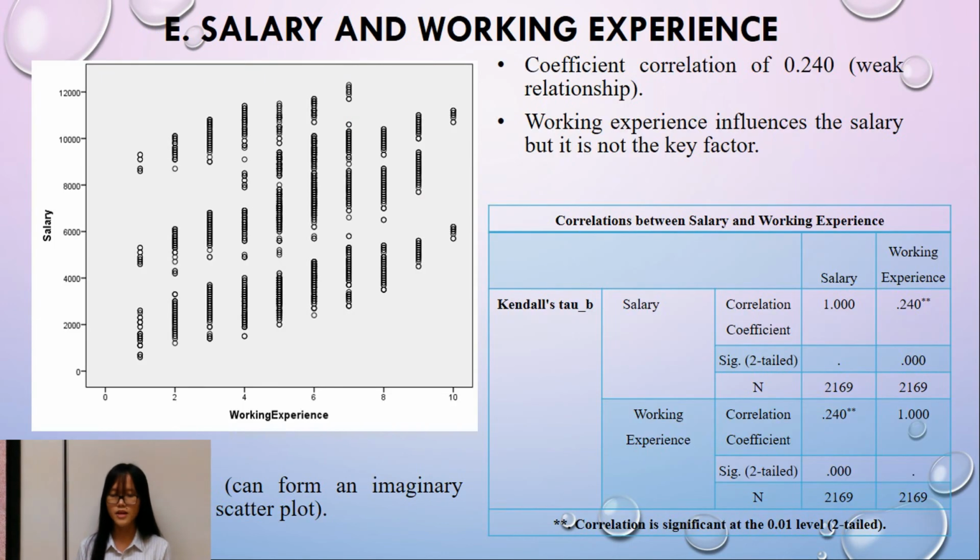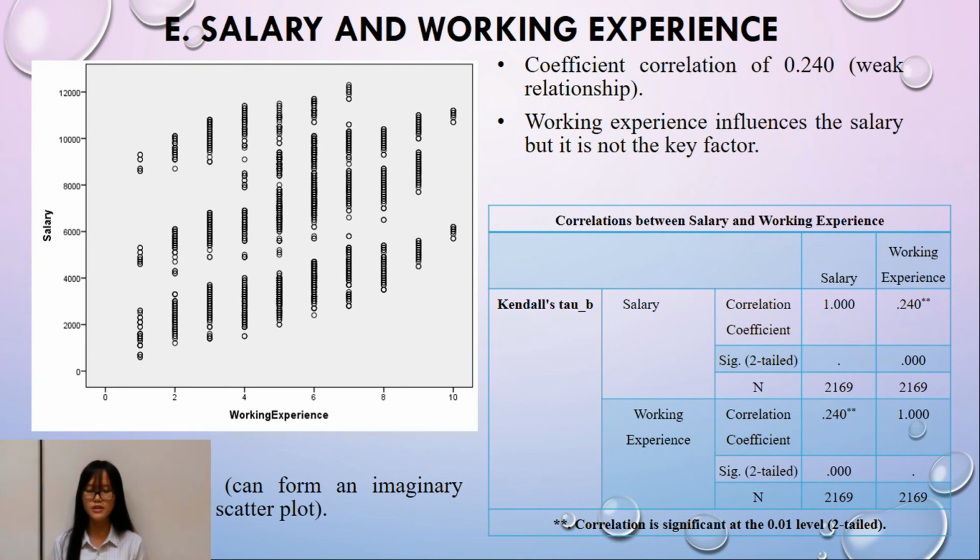The last part is salary and working experience. We can see from the scatter plot that there exists a linear relationship, and we can form an imaginary linear line along the scatter plot. From the table, we can see that the correlation coefficient is 0.240, which shows a weak relationship. This shows that working experience influences the salary, but it is not the key factor.